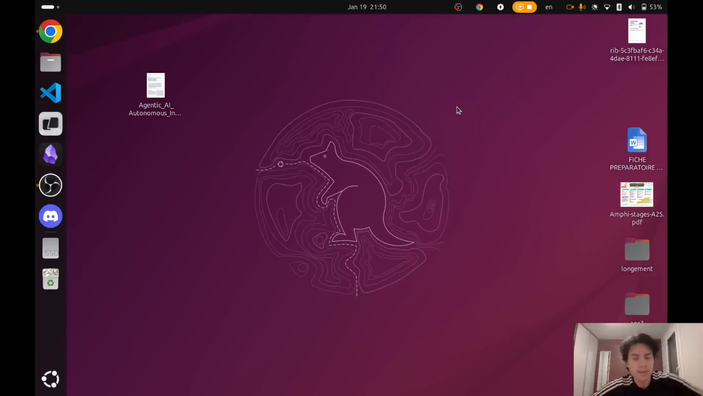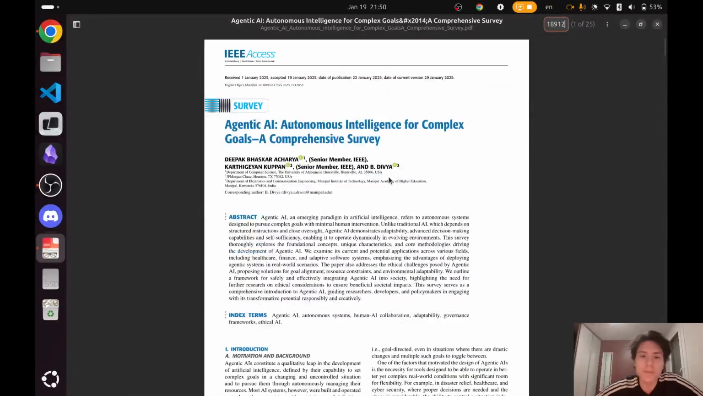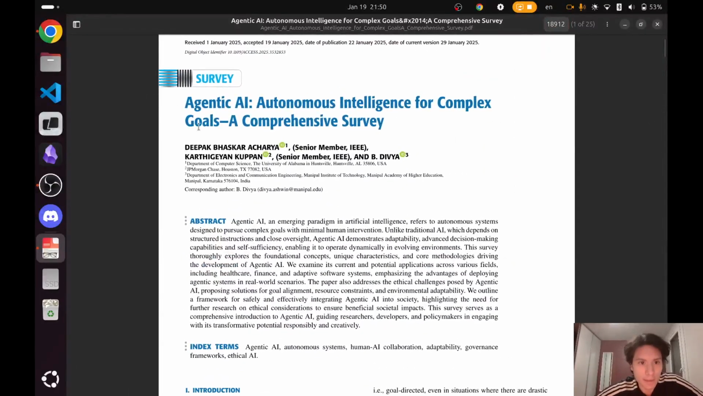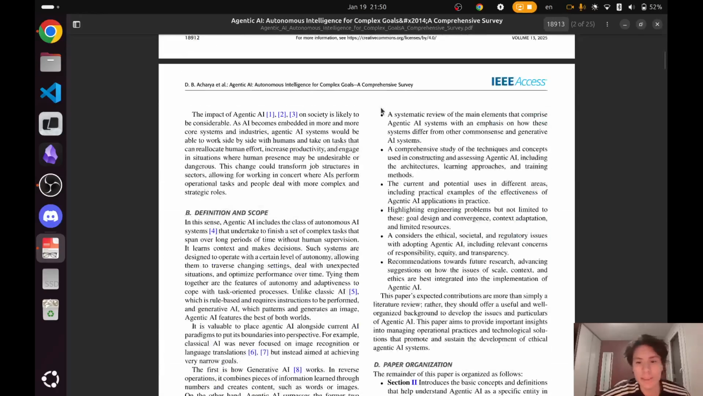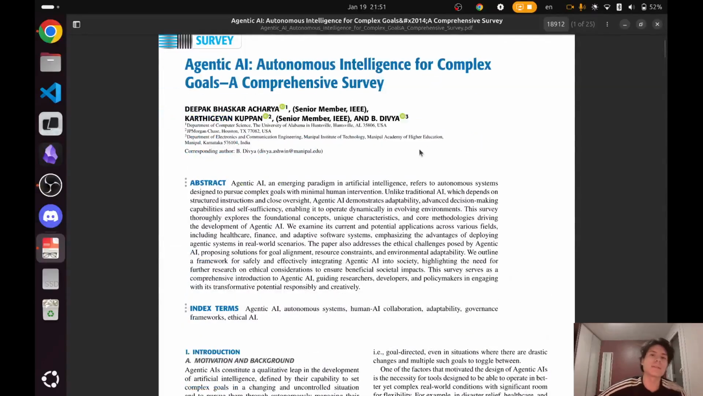All right, so today it's day 52. What I did mostly was reading this paper on agentic AI. I want to work on that, and it's a comprehensive survey. So it's nothing too technical, just an overview of how agentic AI is in 2025, because now it's 2026, right?